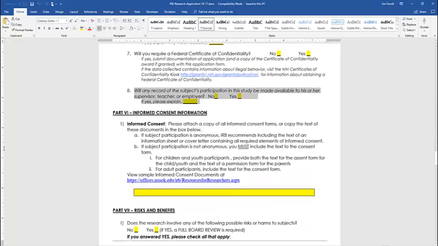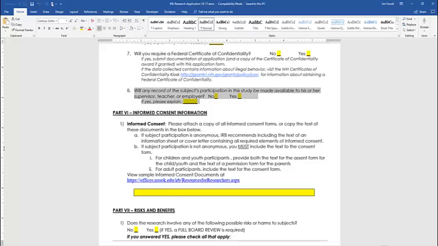Part 6 is one thing. It's the informed consent document. And the vast majority of our studies have an informed consent document. We provide a model in adult informed consent.